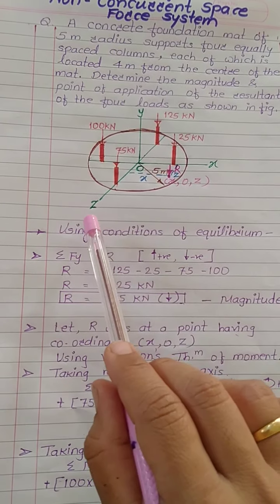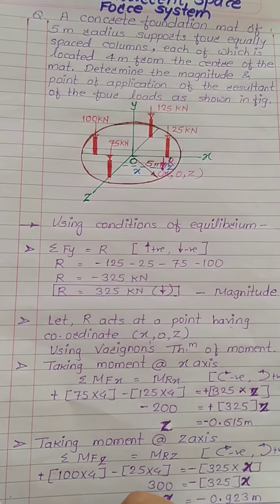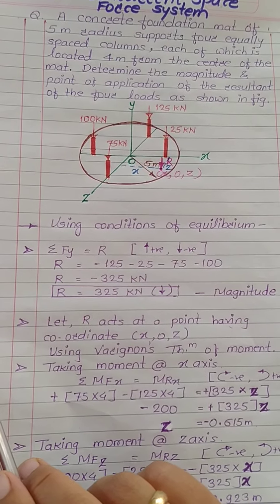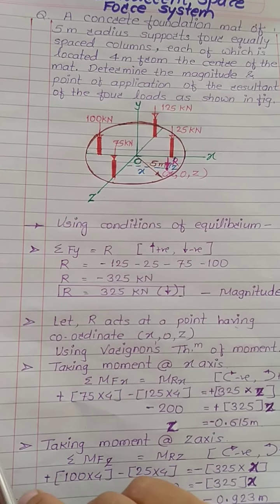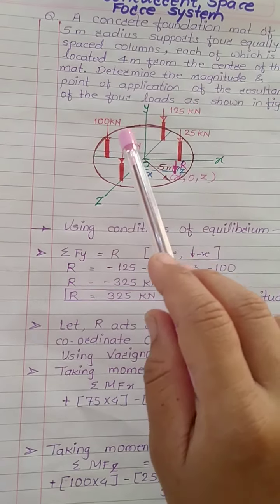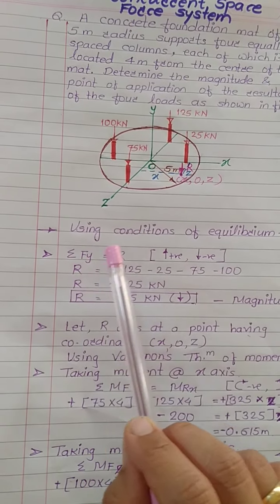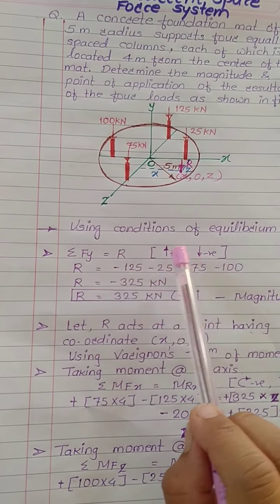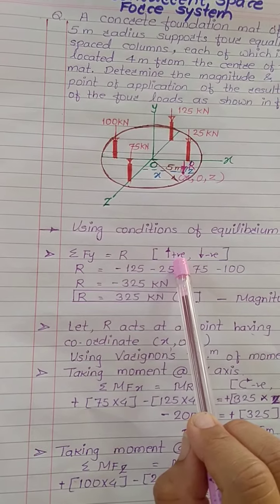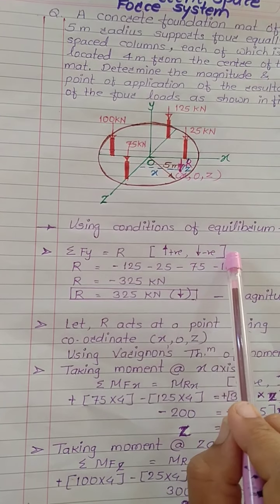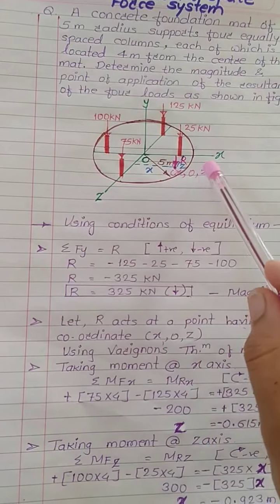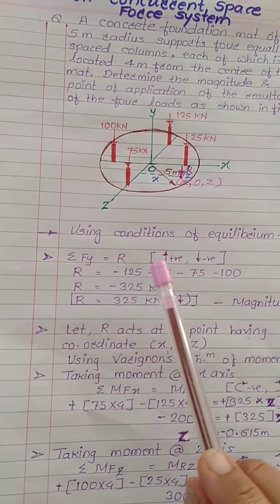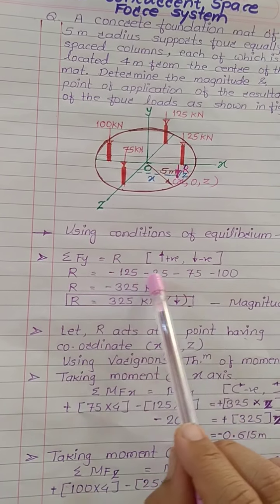Now look, using conditions of equilibrium. Since there is no horizontal load, I have neglected the condition summation Fx equals Rx. So directly, since there is no horizontal load, summation Fy will equal the value of the resultant. So again you have to assume some sign conventions. I have treated upward forces as positive and downward forces as negative. So if you observe this diagram, all forces are acting in the downward direction. So I will place a negative sign on all my loads.